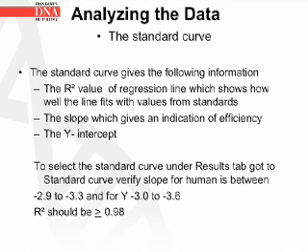The standard curve gives the following information: the R-squared value of the regression line, which shows how well the line fits with the values from the standards, the slope, which gives an indication of efficiency, and the y-intercept. To select the standard curve, under the Results tab, go to the standard curve and verify the slope for the human is between -2.9 to -3.3, and the slope for the Y is between -3.0 to -3.6. The R-squared value should be greater than or equal to 0.98.